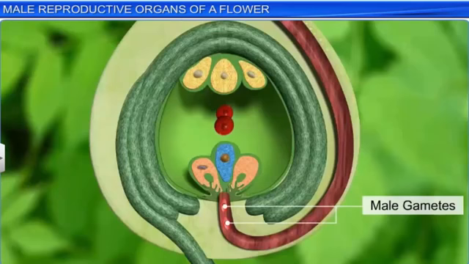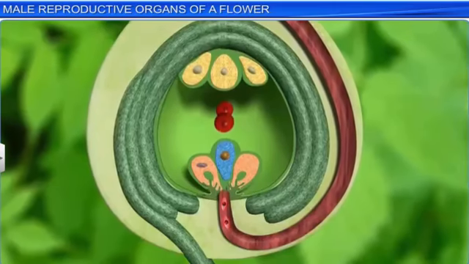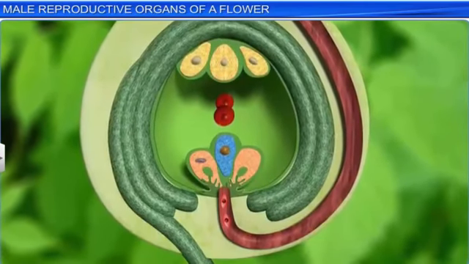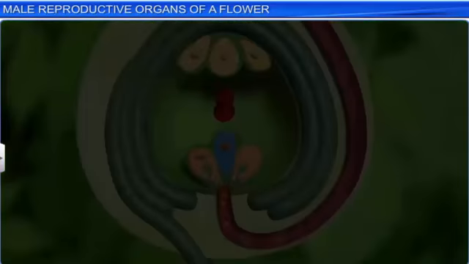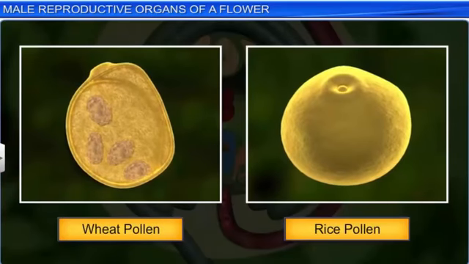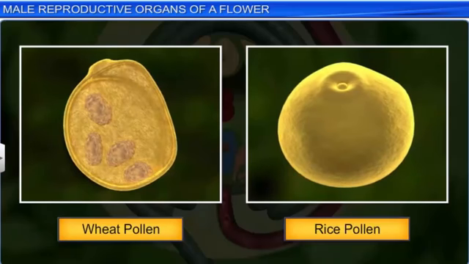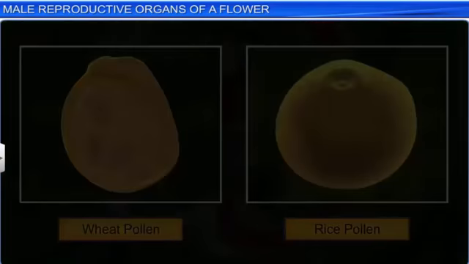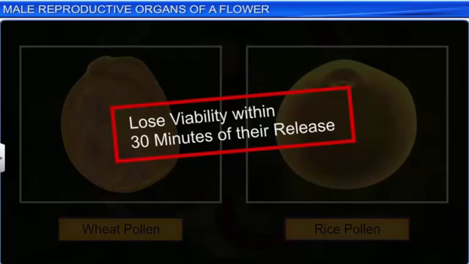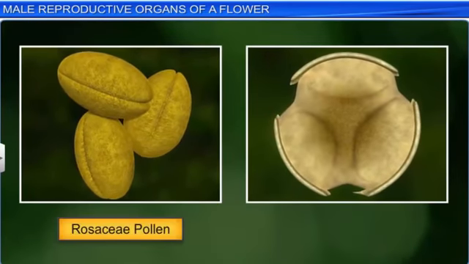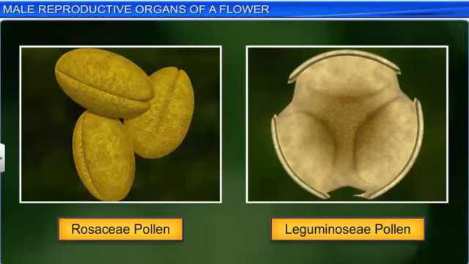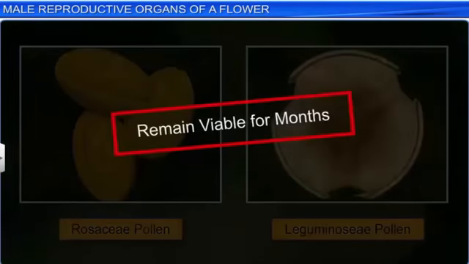viability. However, factors such as temperature and humidity affect pollen viability. Moreover, pollen grains of different plants have different periods of viability. Pollen grains of cereals such as wheat and rice lose their viability within 30 minutes of their release. Whereas pollen grains of some members of Rosaceae, Leguminosae and Solanaceae remain viable for months.